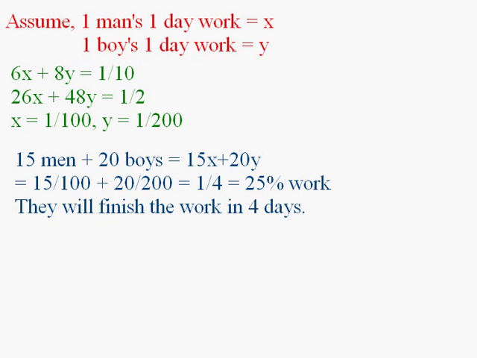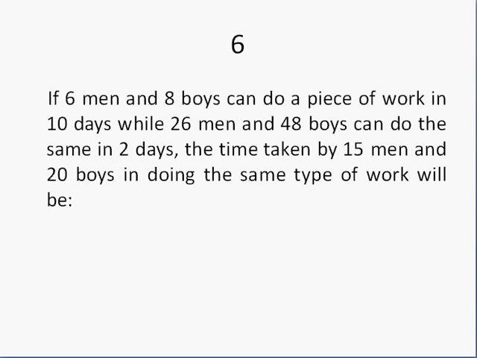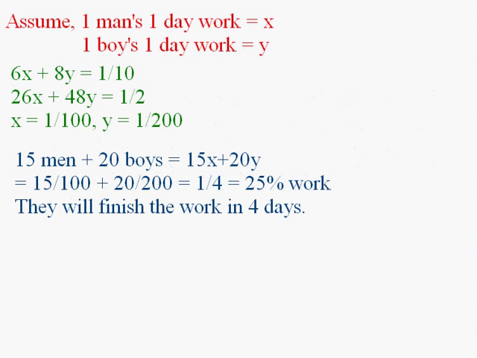Understood? So the question was, if 6 men and 8 boys can do a piece of work in 10 days, while 26 men and 48 boys can do the same work in 2 days, the time taken by 15 men and 20 boys in doing the same type of work will be. We assumed one man's one day work be x, one boy's one day work be y. So we found the equations and calculated everything, and finally we got it as 4 days.